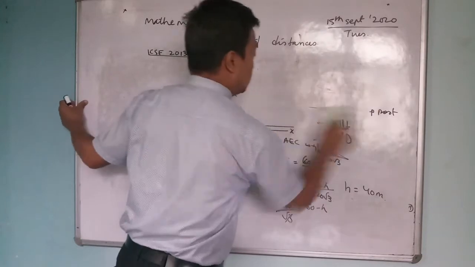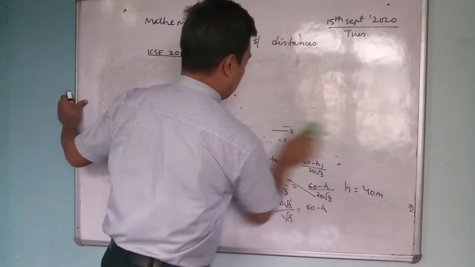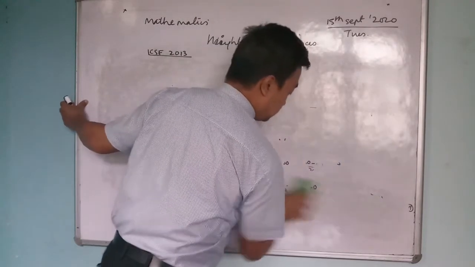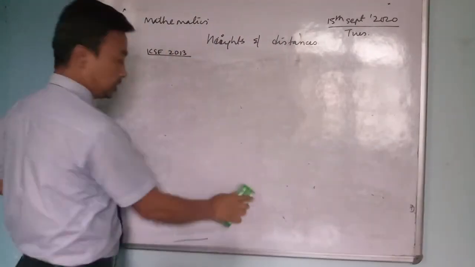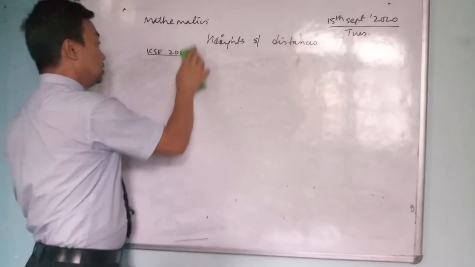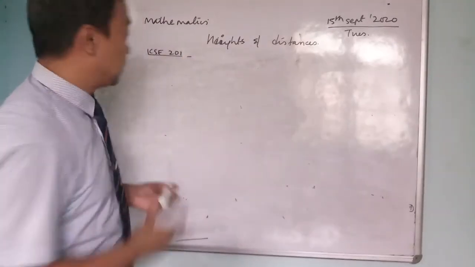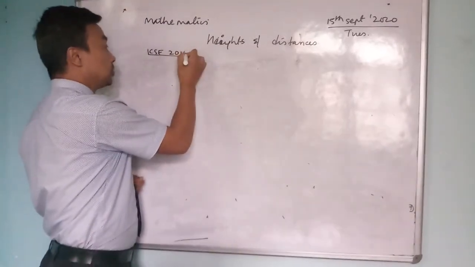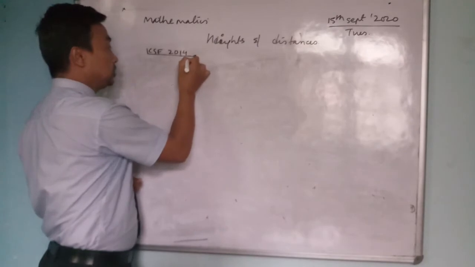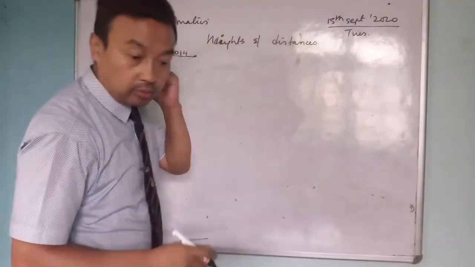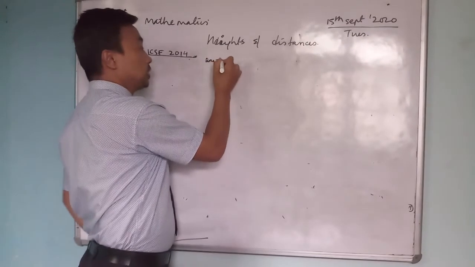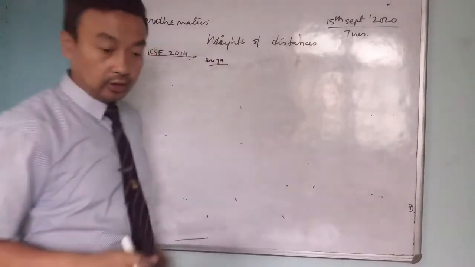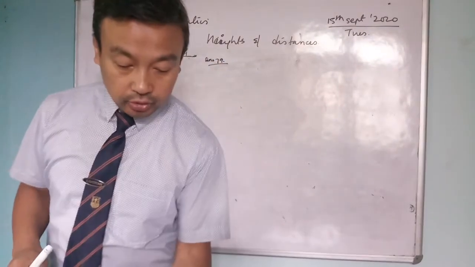So here in heights and distances, the first thing is you need to understand the question, and it has to be translated properly into the two diagrams. Mostly you will get this. ICSE 2014, it is question number 19 in the textbook, same exercise and same page. Okay, let me read the question quickly.